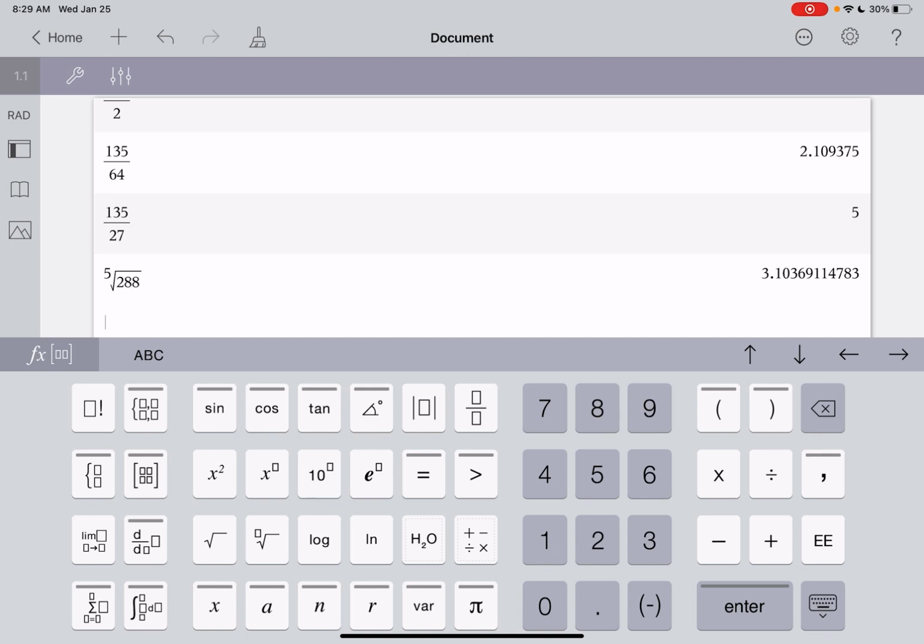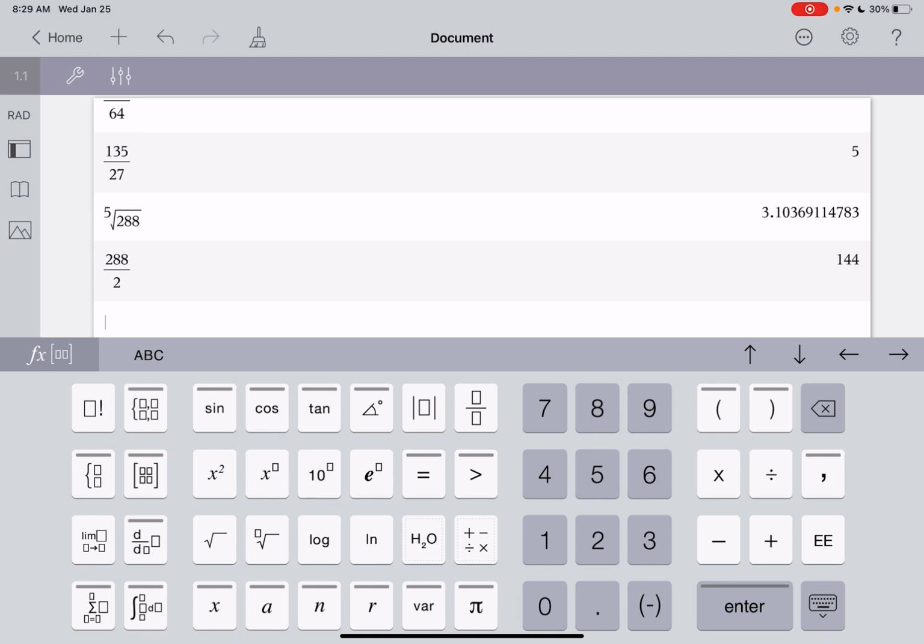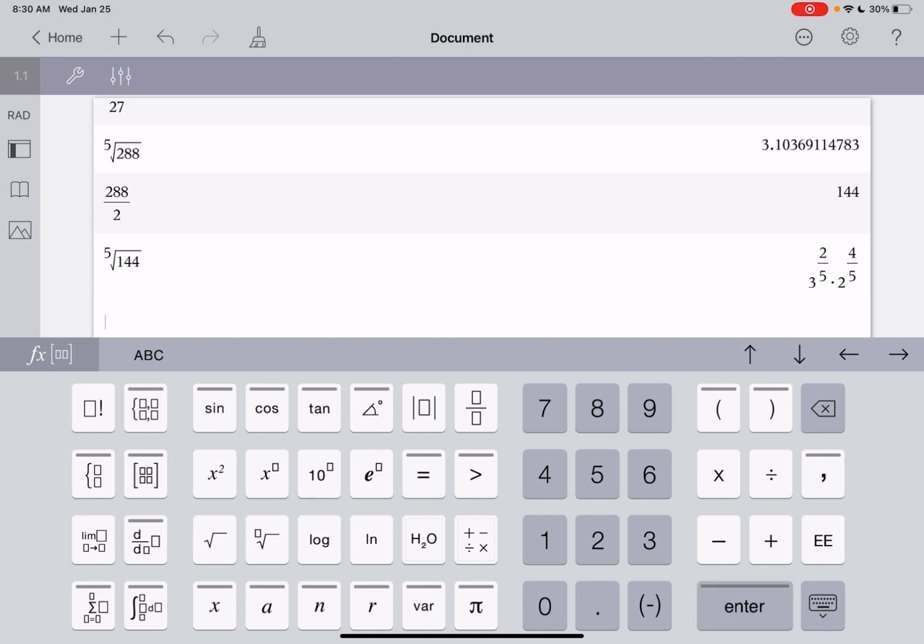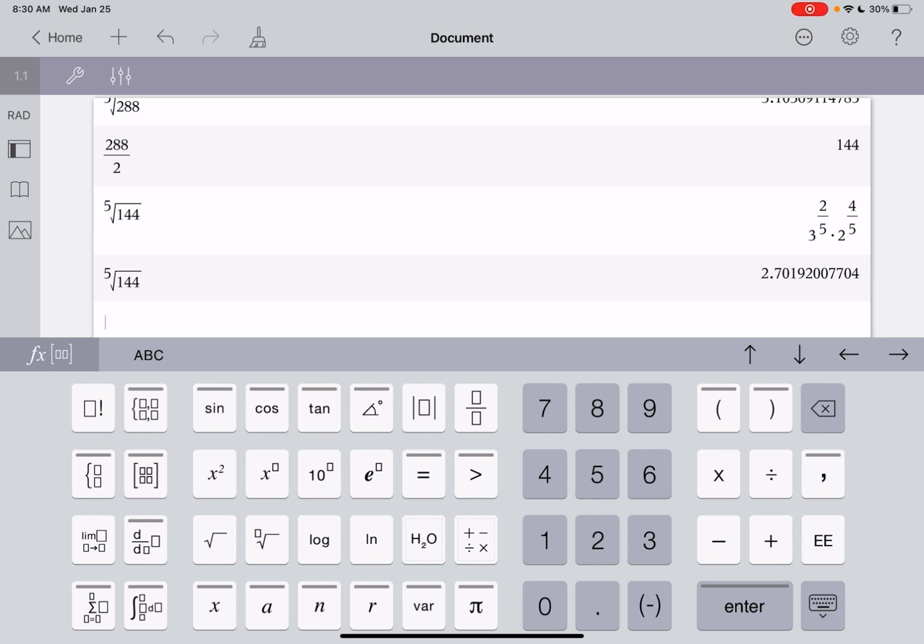So what are we going to try now? Let's take half of 288. So 288 divided by 2 is 144. Let's see if that's a perfect fifth. So the fifth root of 144... Nope, that's not the button I wanted to hit. Sorry. There you go. Your calculator probably tells you this. So 144 isn't a perfect fifth either.